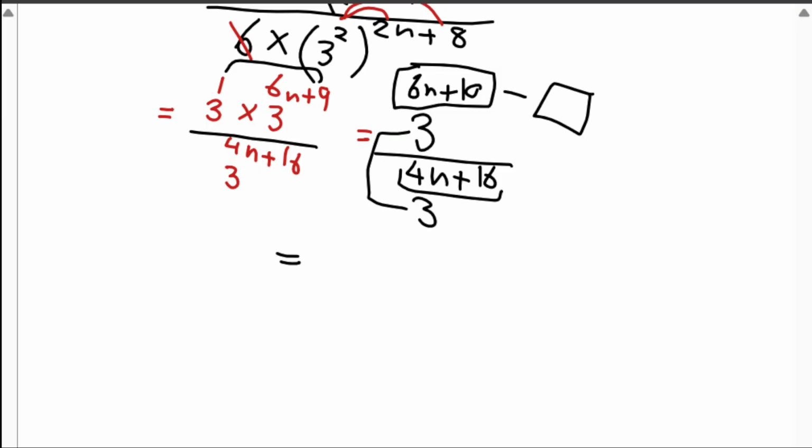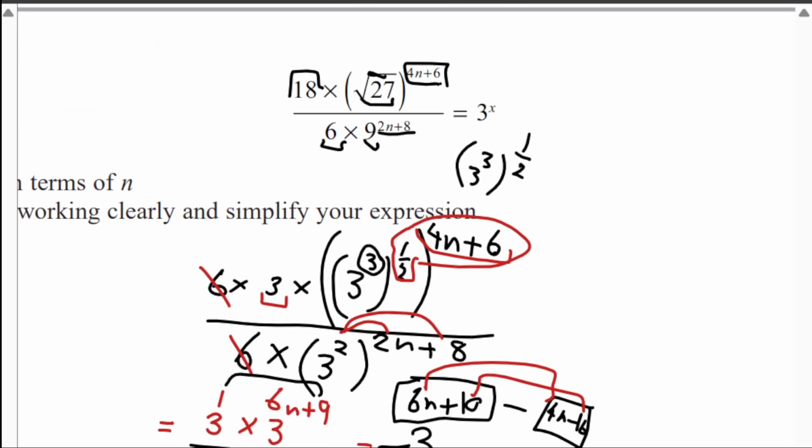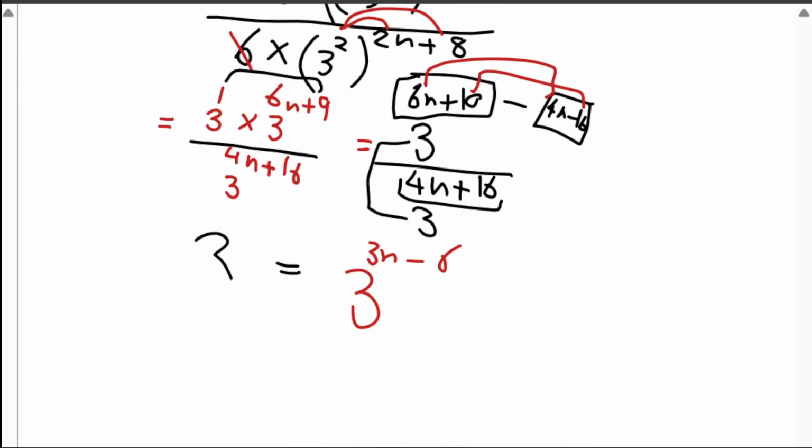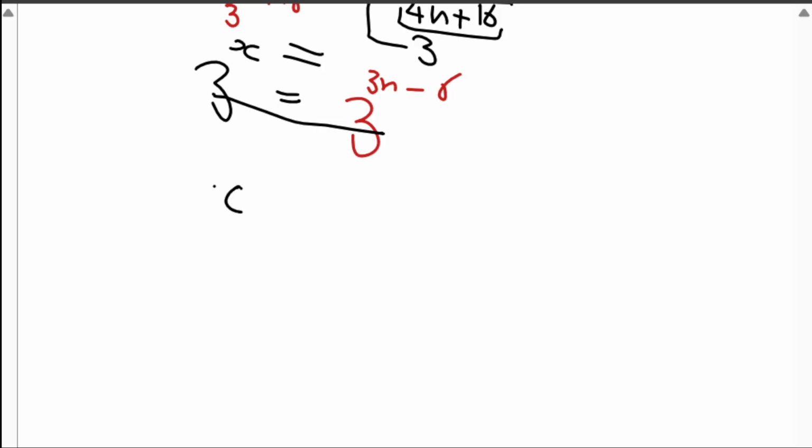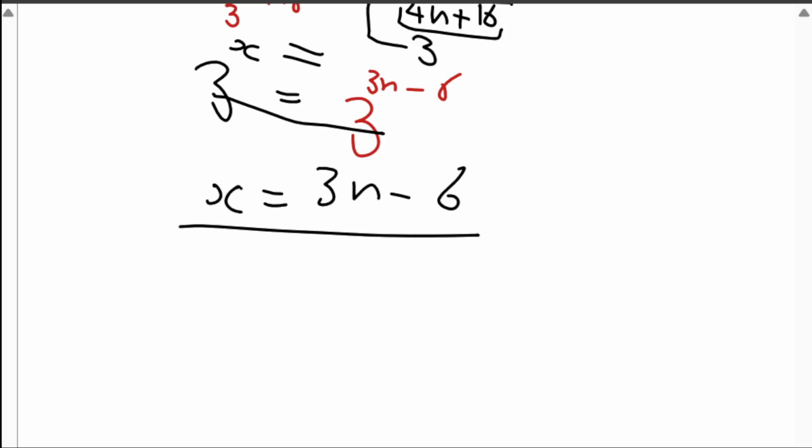4n plus 16. Now we will have 3 to the power of 6n minus 4n is 2n. 10 minus 16 is going to be minus 6. Now 3 to the power of 2n minus 6 is equal to 3 to the power of x. The 3 is equal to the 3. That means x is equal to 2n minus 6. So x is equal to 2n minus 6, and that's your answer for this question. Was it easy?